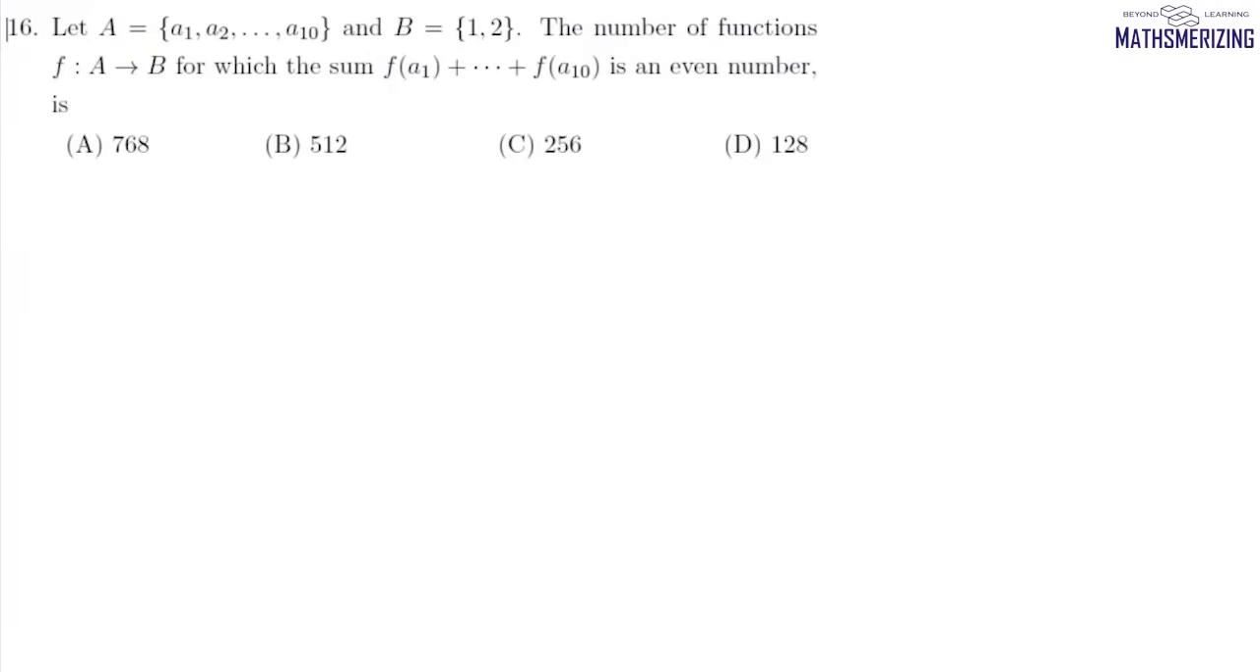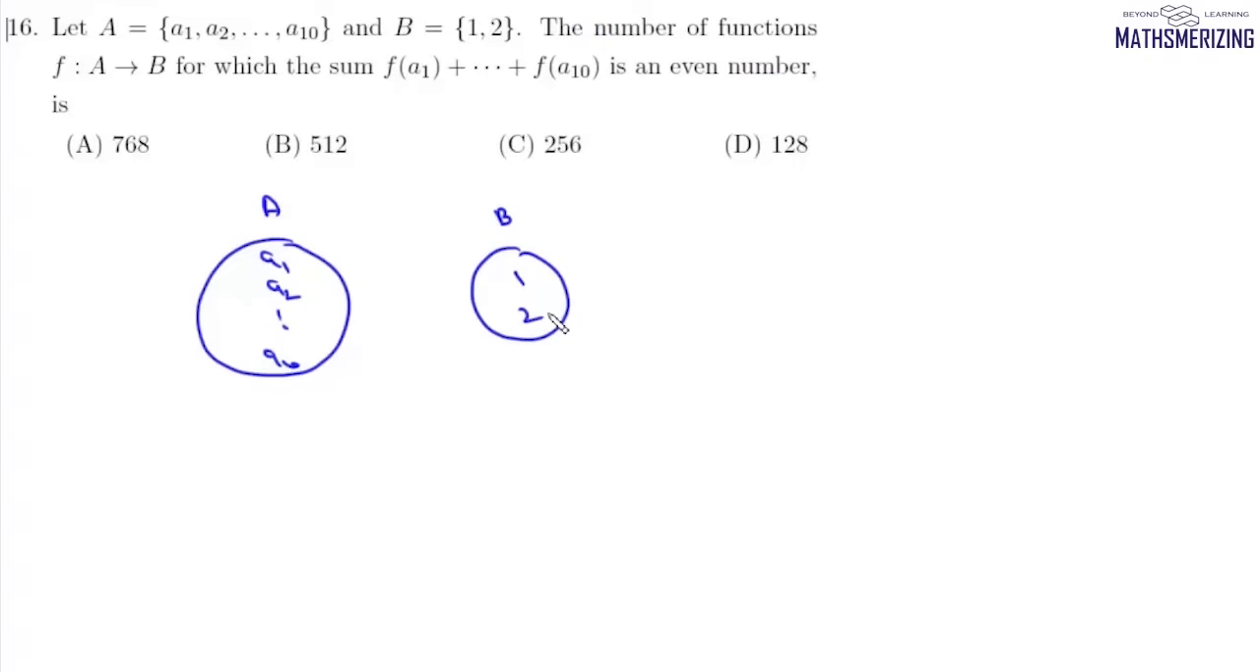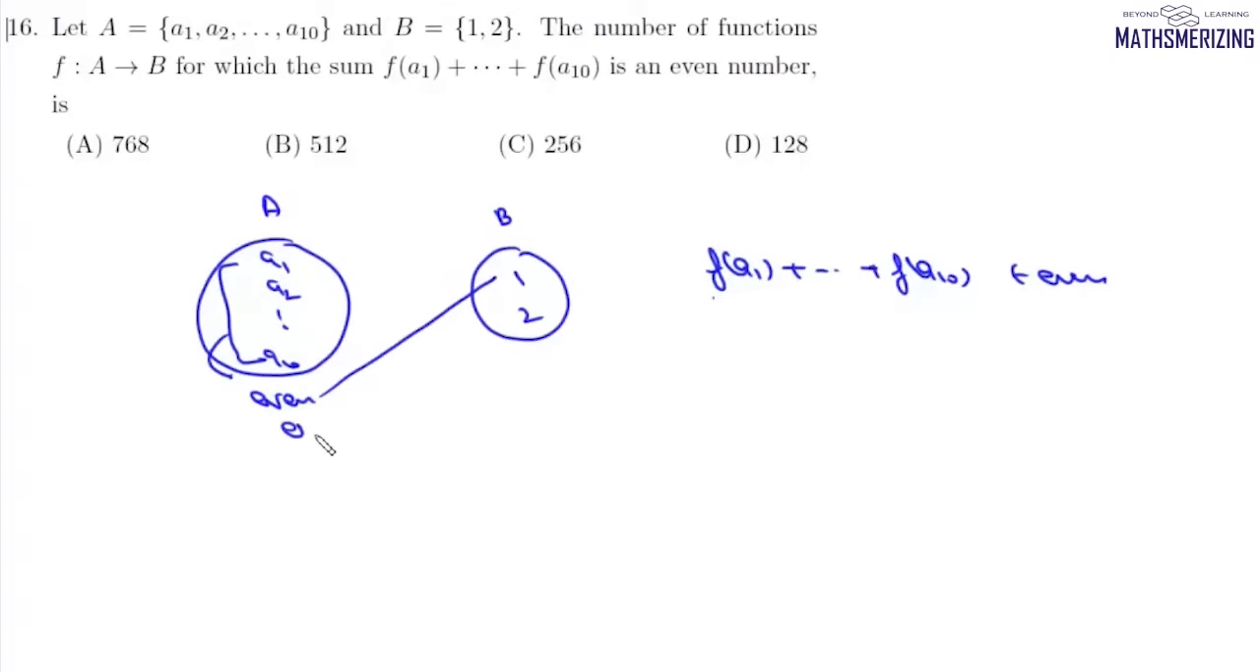Now question number 16 is: let A be the set containing 10 elements a1, a2, up to a10, and B is the set having only two elements, 1 and 2. Now we need to find the number of functions defined from A to B such that the sum of f(a1) up to f(a10) is an even number. This sum will be an even number when we have an even number of elements mapped to 1 and the remaining even number of elements mapped to 2. Now what are the possibilities?